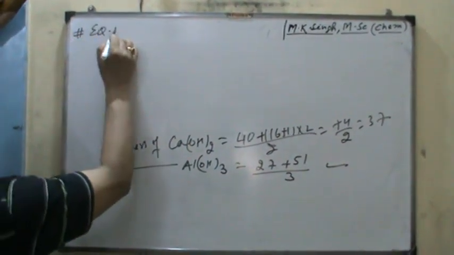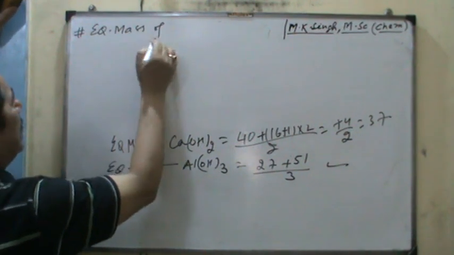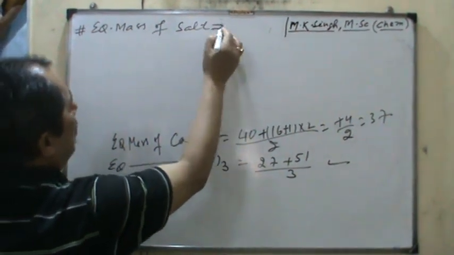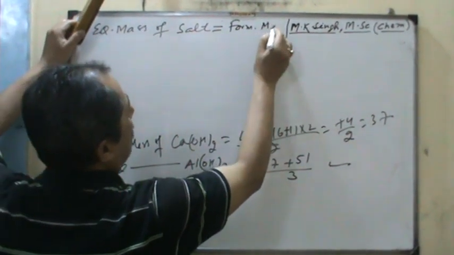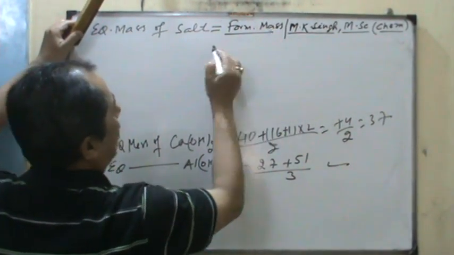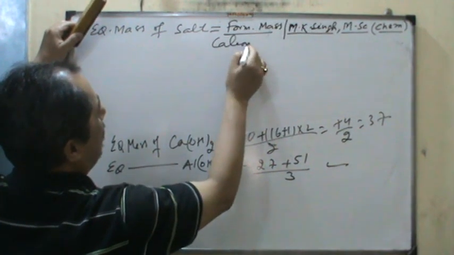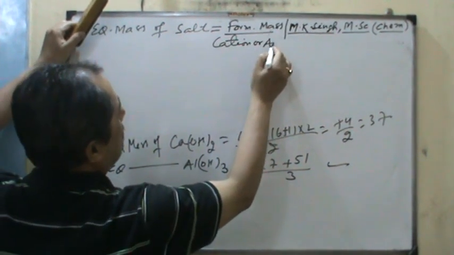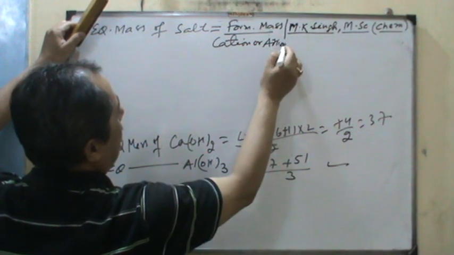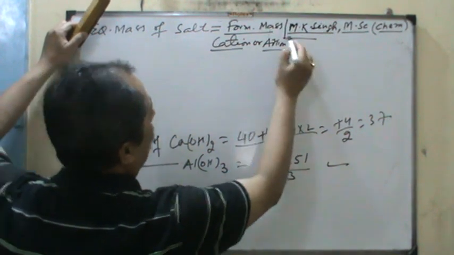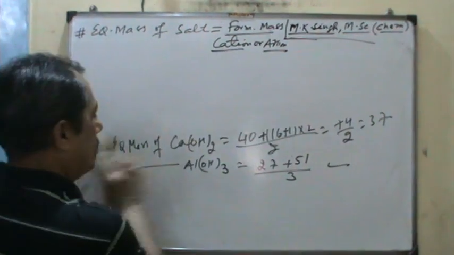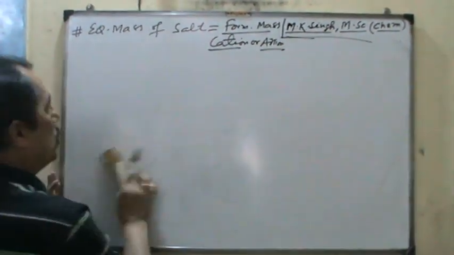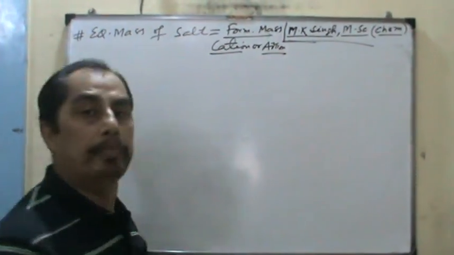Next formula is the equivalent mass of salt. Formula mass divided by the charge on the cation or the anion. Anyone you can take, either cation or anion. So what is the formula mass? Whatever the mass you can calculate from the given substance or compound.